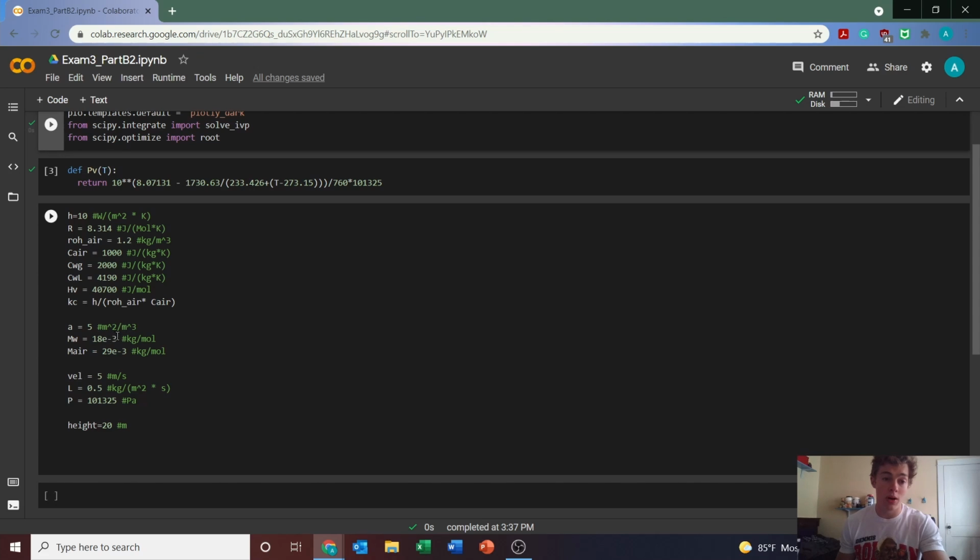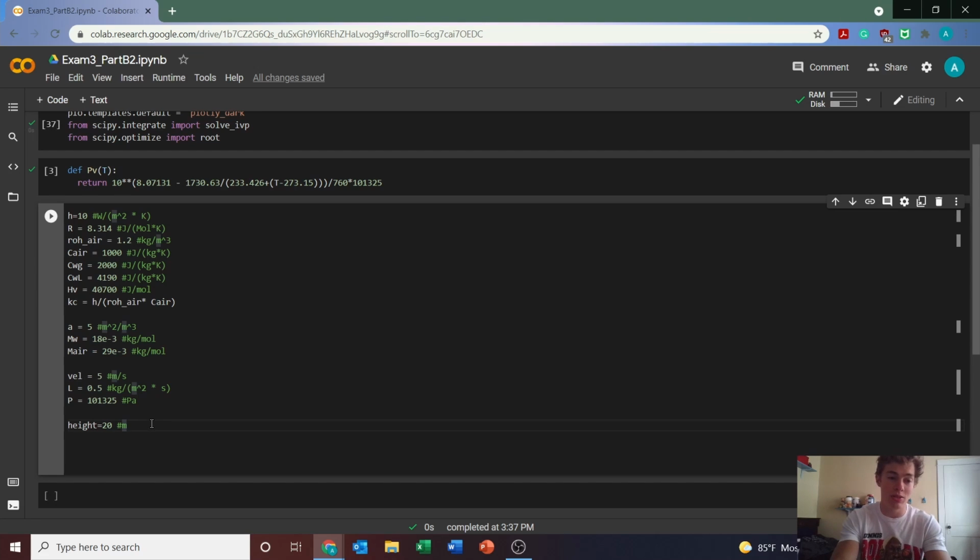Then we have the molecular weight of our water, which is 18 times 10 to the negative third kilograms per mole. And we have the molecular weight of our air, which is 29 times 10 to the negative third kilograms per mole. We also have the velocity, which is given to us as 5 meters per second. The liquid flow rate is 0.5 kilograms per meter squared per second. And then we're at standard pressure, so we have a pressure of 101,325 pascals. And we're also given in the problem a height of 20 meters for our cooling tower.